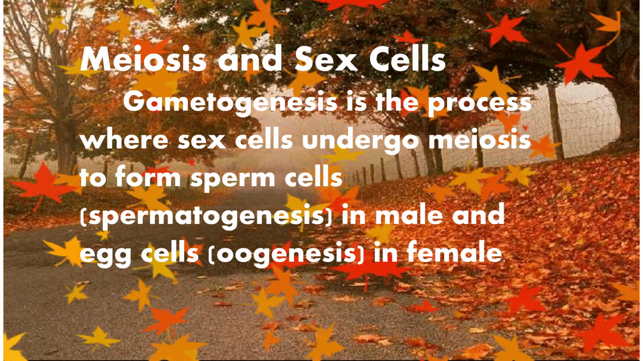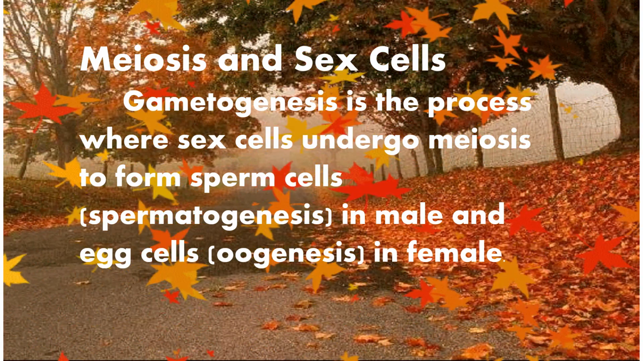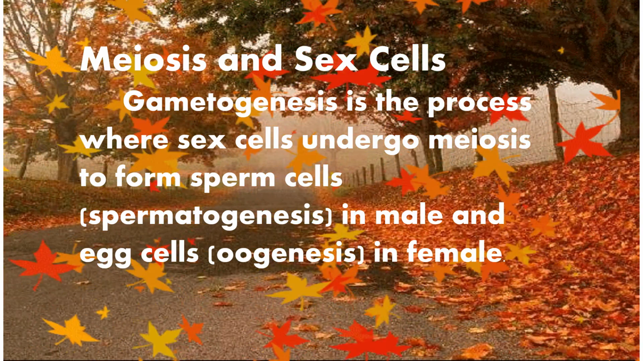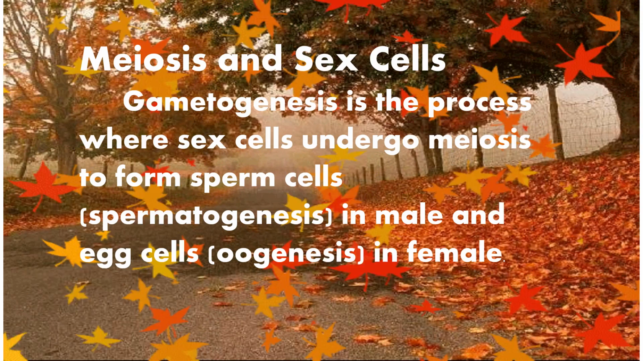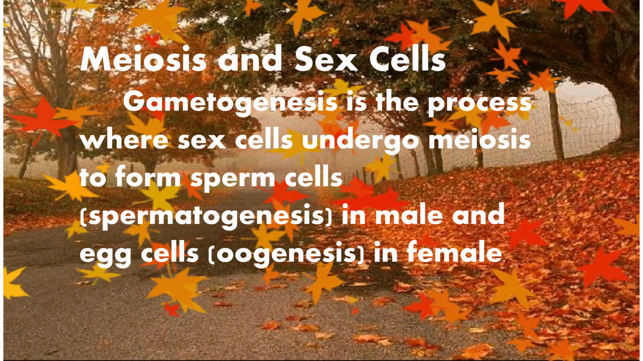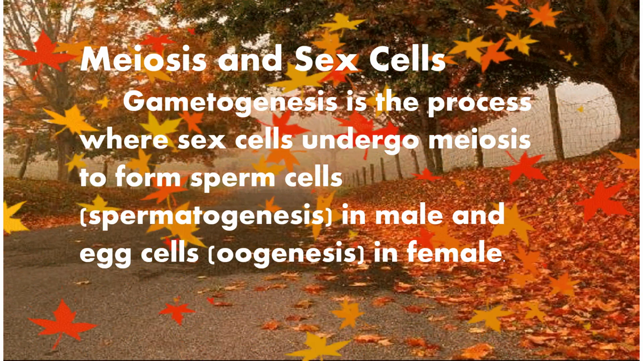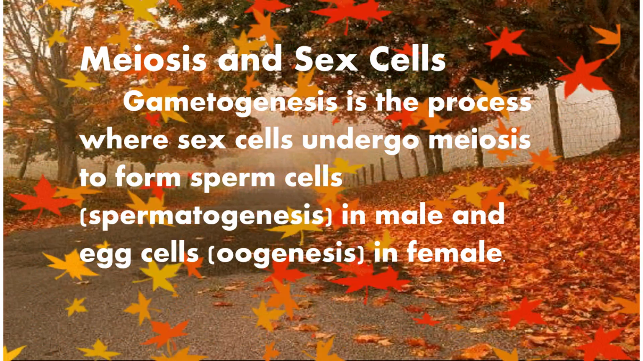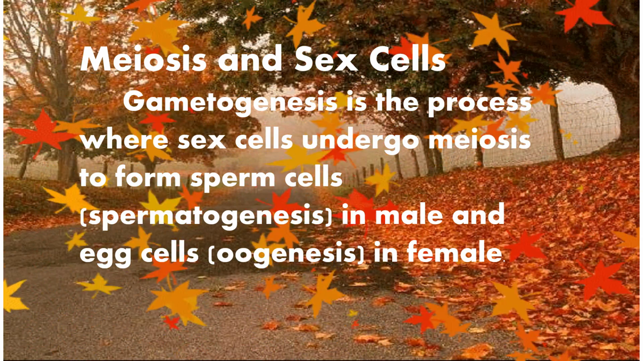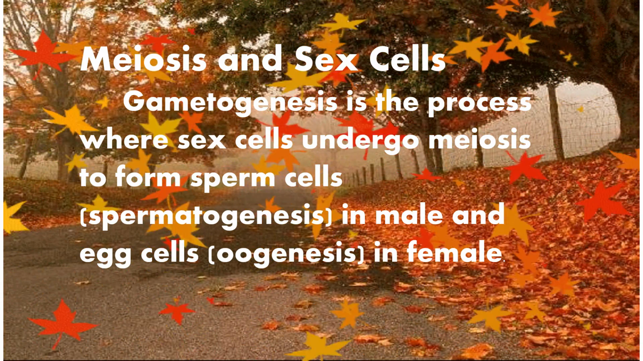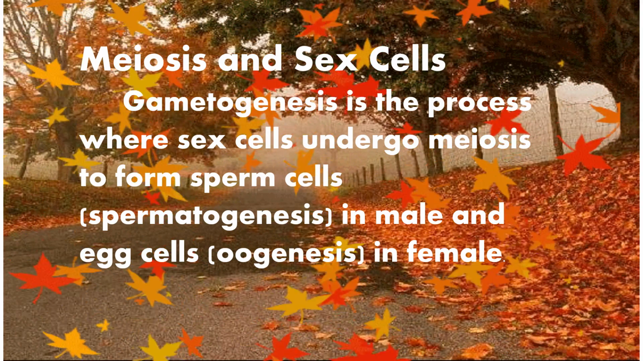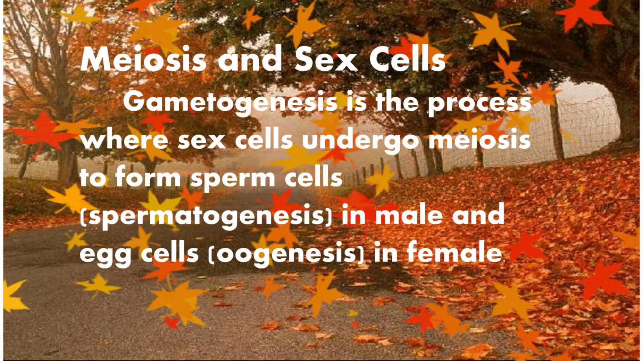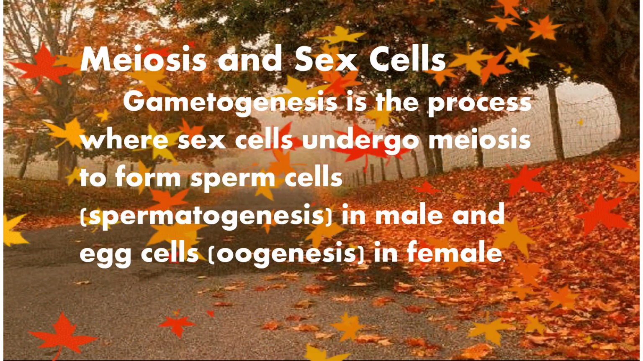Gamete formation in males is called spermatogenesis, while gamete formation in females is called oogenesis. The gametes produced are the sperm cells in spermatogenesis and the egg cells, or ova, in oogenesis. Both spermatogenesis and oogenesis involve the same steps in meiosis, so the resulting daughter cells are haploid cells. The two processes differ, however, in the number of gametes produced, because four functional sperm cells are produced in spermatogenesis while only one functional ovum is produced in oogenesis. Okay?